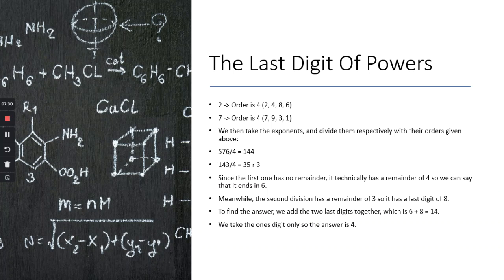144 has no remainder, so it technically has a remainder of 4, which means it ends in 6. Meanwhile, 143 gets a remainder of 3. This means if it has a remainder of 3, the last digit would be 8. So to find the answer, we add the two last digits together, which is 6 plus 8, which is 14.